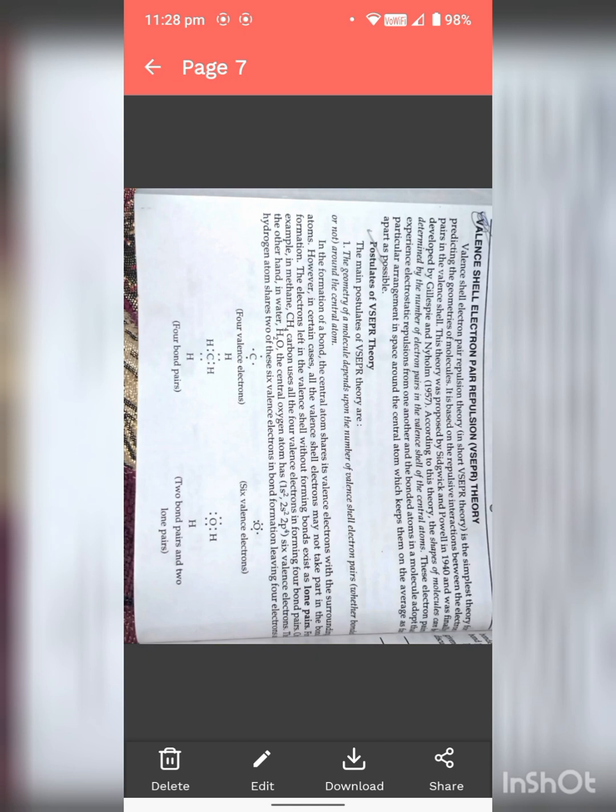For example, in methane, CH4, carbon uses all the 4 valence electrons in forming 4 bond pairs. On the other hand, in water, H2O, the central oxygen atom has 1s2, 2s2, 2p4, that is, 6 valence electrons. The oxygen atom shares 2 of these 6 valence electrons with hydrogen atoms in bond formation, leaving 4 electrons.